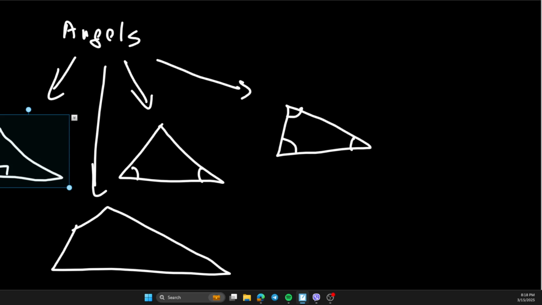This one is called a right triangle because one angle is 90°. This one is called scalene. Scalene basically means none of the angles are equal. This one is isosceles. This one, I don't know how to pronounce it in English. Equilateral or something like that, right? Equilateral. Yeah.